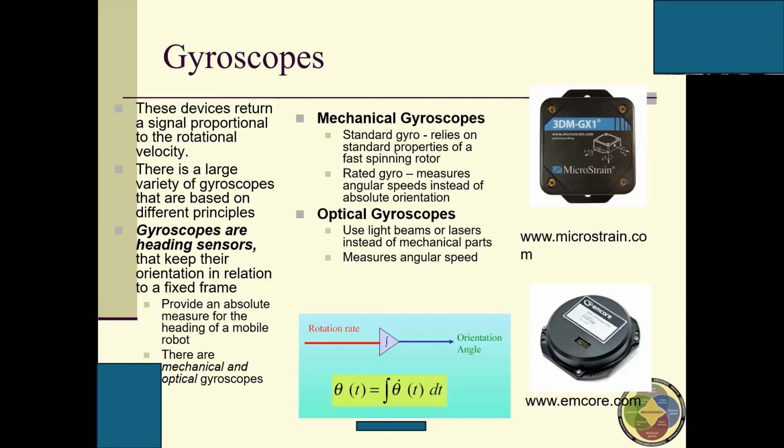These optical gyroscopes are usually very, very precise, but you need to pay more money to buy them. You can try these two websites to see what kinds of gyroscopes are currently available. Here is the orientation, showing how the orientation angle is obtained. We have the rotation rate, and then we do the integration, and finally we have the orientation angle.